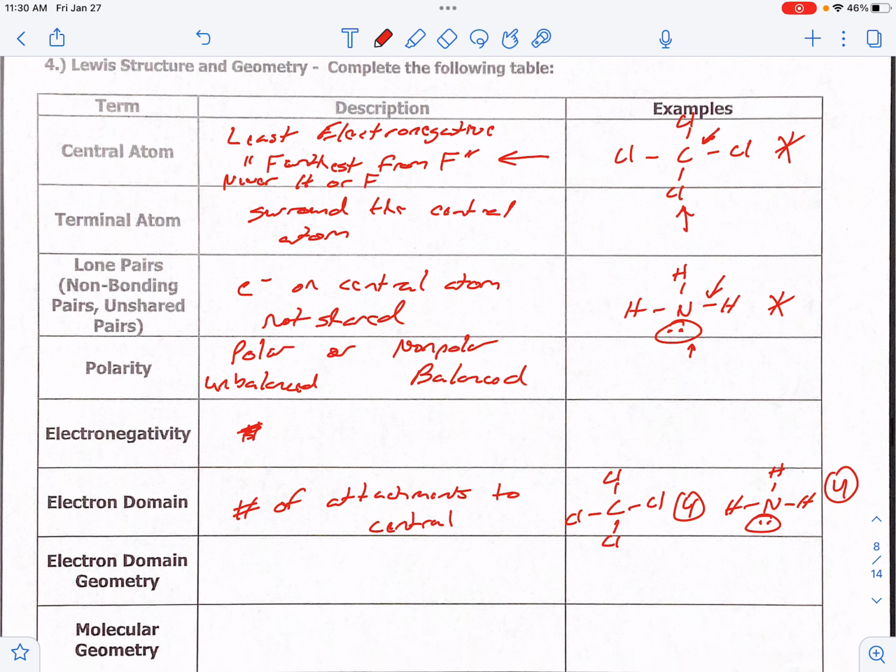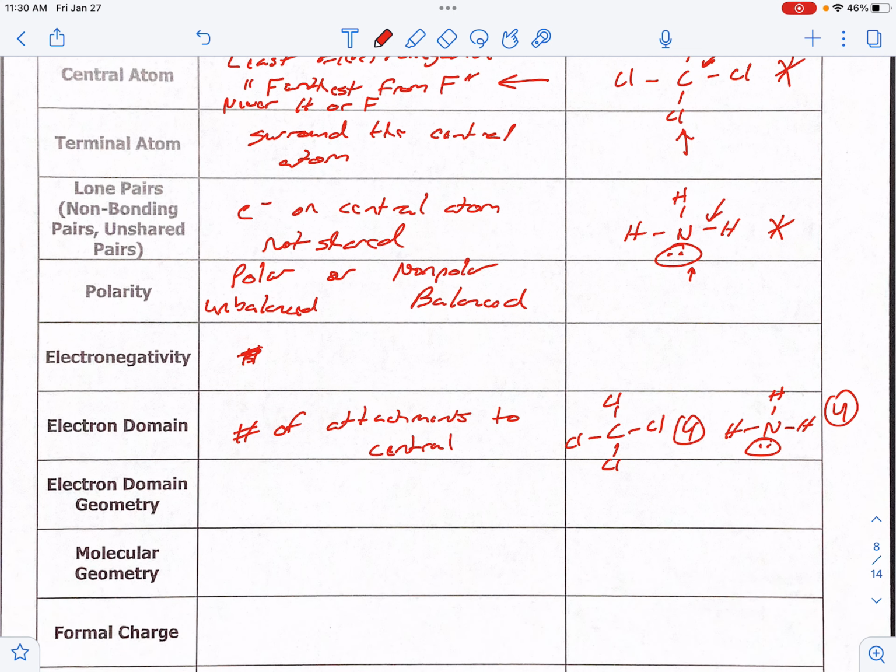Now electron domain geometry, the way I try to explain it, it's kind of like your base shape. It's just your base shape that's determined by the number of attachments. We'll go over your shape sheet pretty soon, and hopefully that'll have you ready. I would have that ready whenever we're doing the Lewis structures. So we have things like linear, trigonal planar, and then we'll move on to the next part.